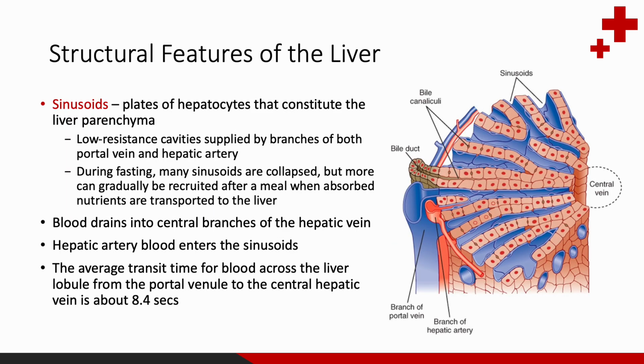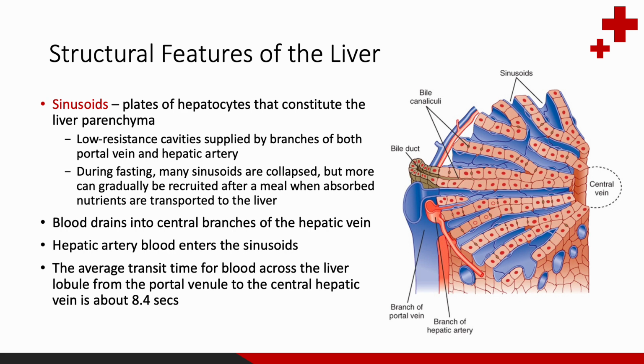Plates of hepatocytes that constitute the liver parenchyma are supplied by a series of sinusoids, as indicated by the blue channels in this image. They are low resistance cavities supplied by branches of both the portal vein and hepatic artery. During fasting, many sinusoids are collapsed, but more can gradually be recruited as portal blood flow increases during the period after a meal when absorbed nutrients are transported to the liver.